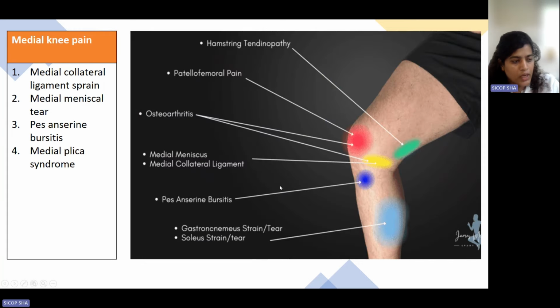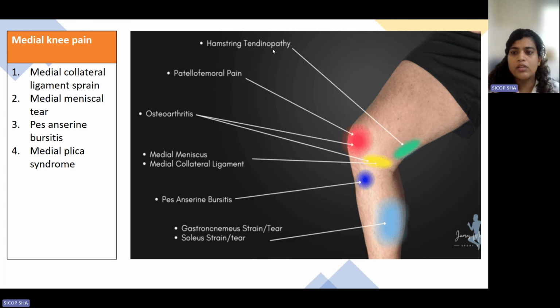Coming back to the medial knee pain. Medial knee pain is less common than anterior and lateral knee pain, but we can see that in medial knee pain, mostly it might be because of osteoarthritis, then medial collateral ligament sprain, medial meniscal tear, pes anserine bursitis, medial plica syndrome. These are the main causes for medial knee pain.